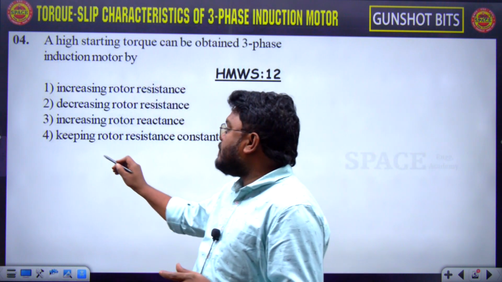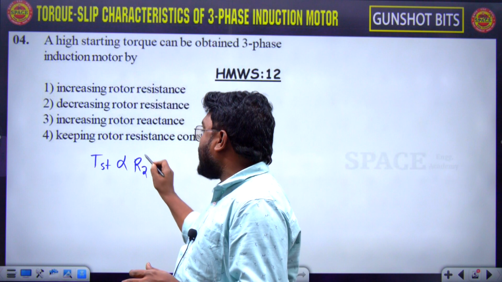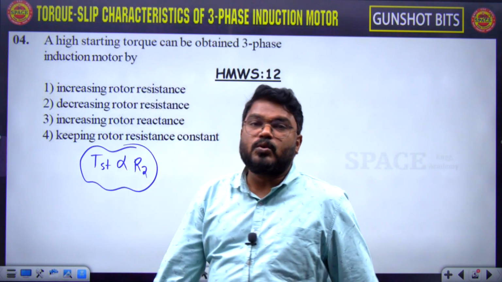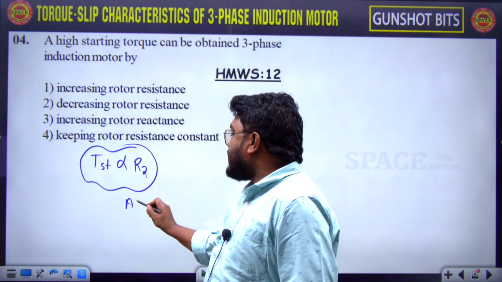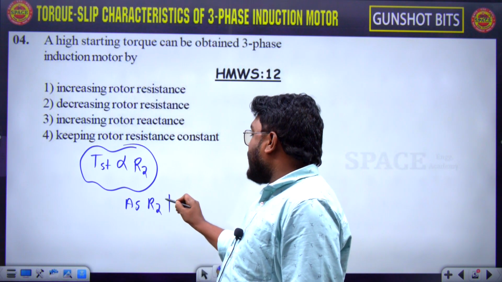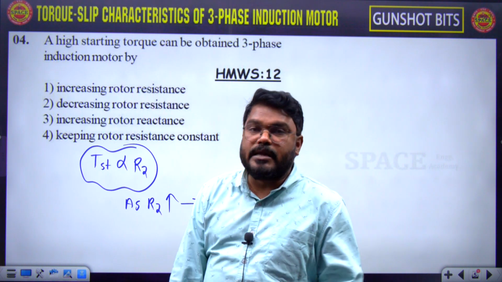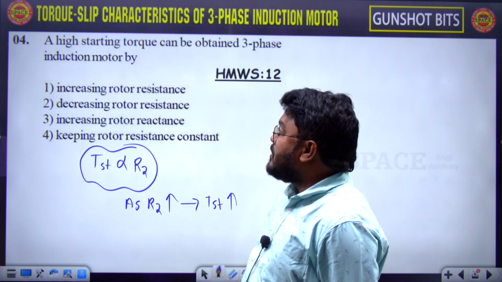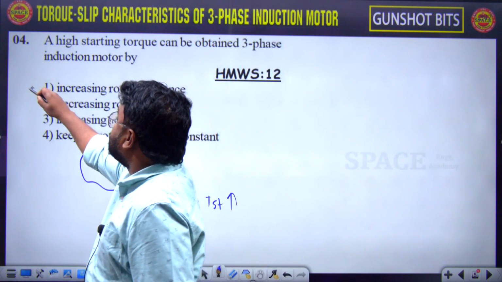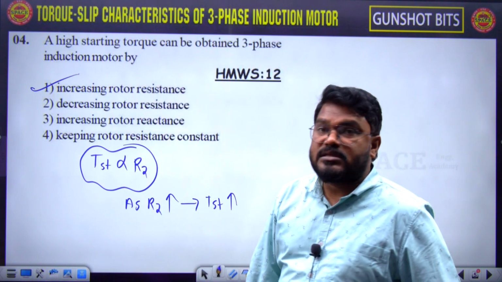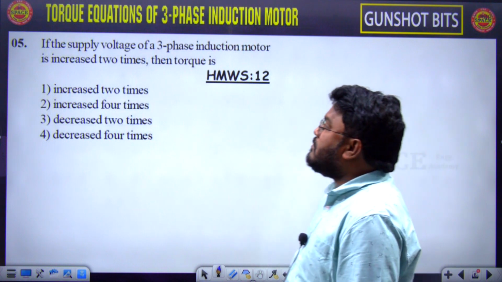The starting torque produced by the motor is directly proportional to the rotor resistance R2, where R2 is the rotor resistance per phase value. So as rotor resistance is high, what will happen? The starting torque produced by the motor will be increased. So high starting torque can be obtained by increasing the rotor resistance. So option 1, increasing the rotor resistance, is correct. And next, let us solve question number 5.